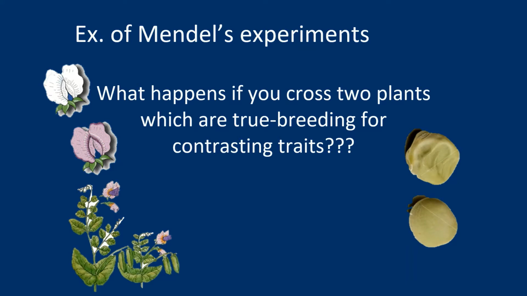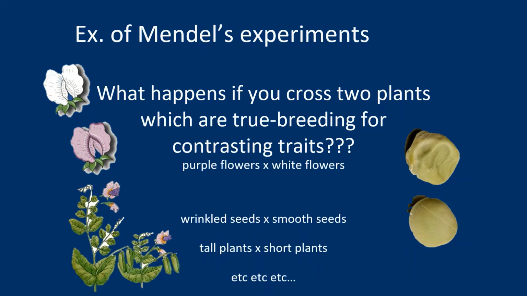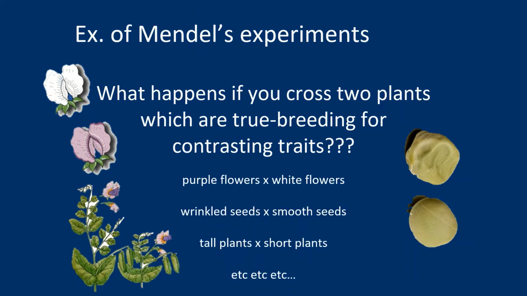When Mendel was doing his experiments, he was asking himself, so what if? What happens if he would cross two plants which are true breeding for contrasting traits. For example, purple flowers and white flowers. What would be the result? Wrinkled seeds and smooth seeds, tall plants and short plants, etc. And he was contemplating what would be the offspring's characteristics.